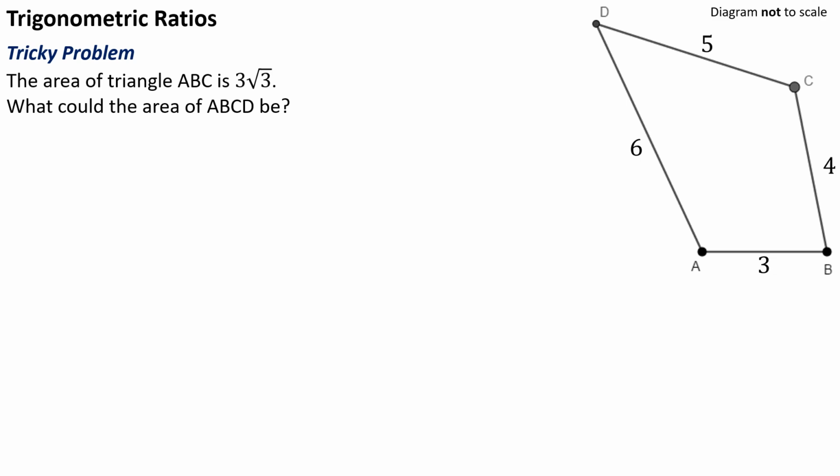This next problem is quite a challenging one. Not only are we dealing with a shape that doesn't obviously look like it has anything to do with triangles or trigonometry, but we have a situation that's going to involve the ambiguous case. We're given the area of a particular triangle within the shape, ABC, and we're asked what could the area of the entire quadrilateral ABCD be.